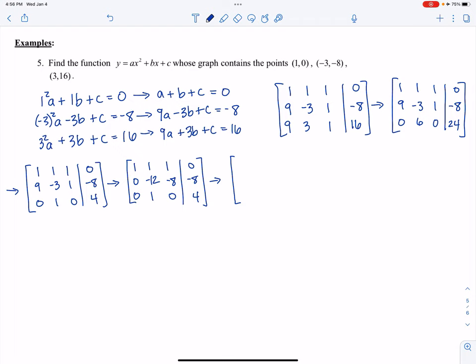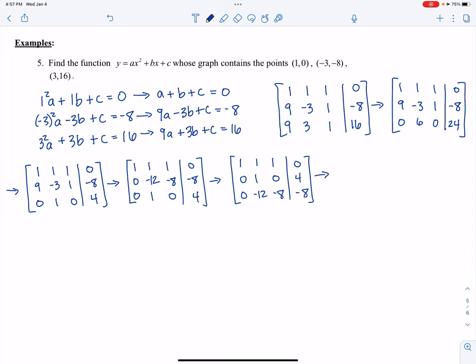Now, I'm going to switch row 2 and row 3. That way, since we solved, row 3 is completely solved. I'm going to put it in the middle where it belongs, where I like it to be. 0, 1, 0, 4, 0, -12, -8, -8.